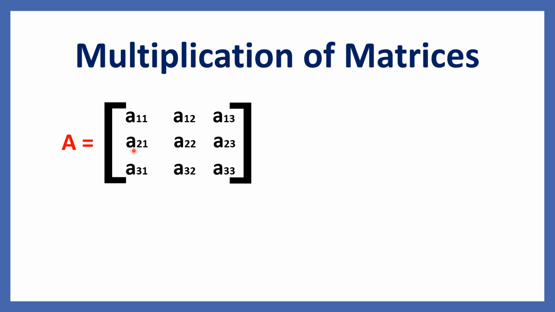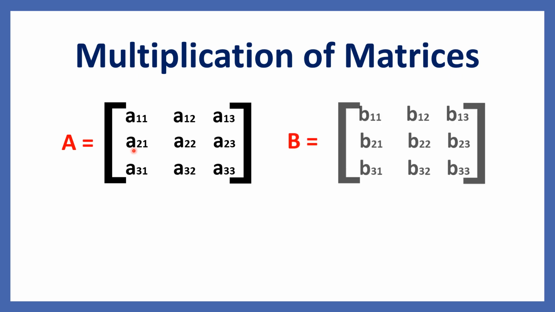In the same manner, matrix B is also given as a matrix of B11, B12, B13, B21, B22, B23, B31, B32, B33. Here also, each element is indicated by the position of that particular element in the matrix, shown by the number of rows and columns in which that element lies. B11 means that element lies in the first row, first column. B12 means that element lies in the first row, second column. In that manner, each element is shown.